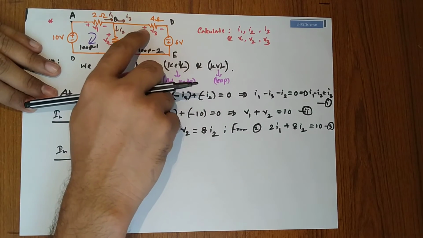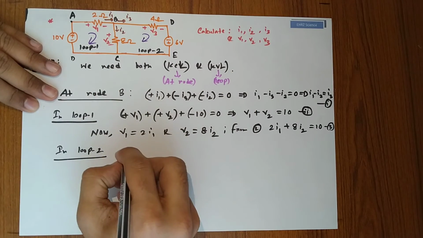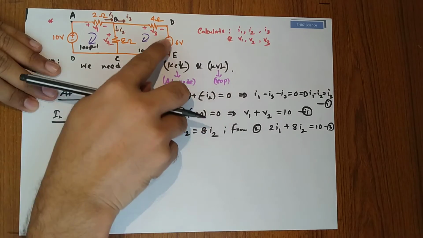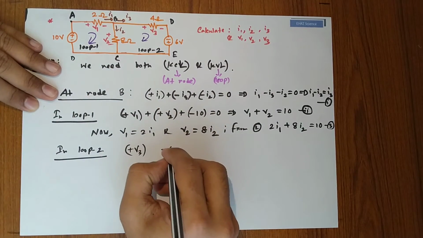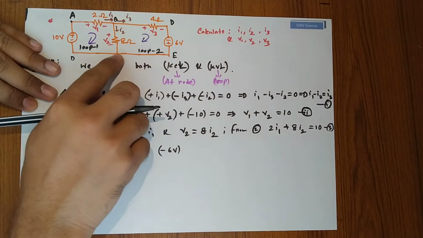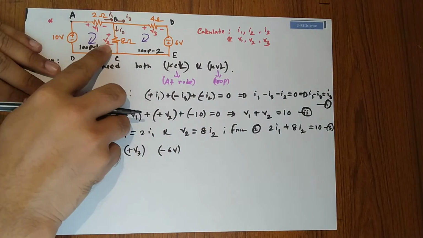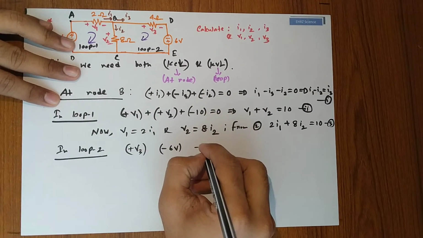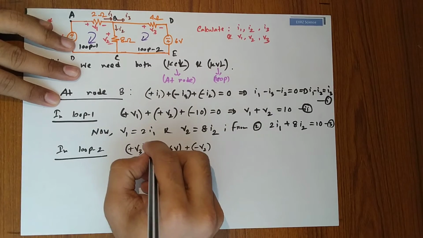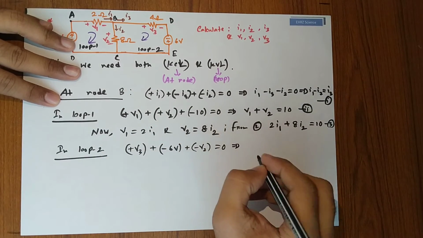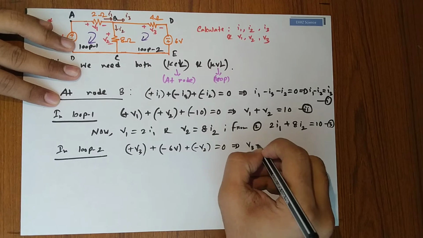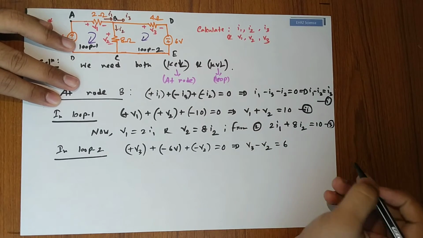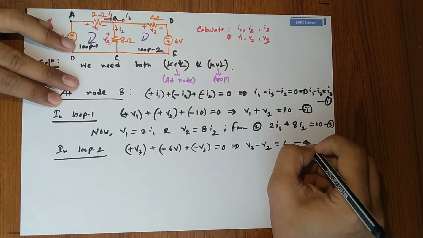From B to D, we have voltage source V3, which is positive polarity, so positive V3, and we are entering the negative terminal of 6 volt, so this is minus 6 volt. From E to C, and from C to B, we are entering the negative terminal of V2, so this is negative V2, and the total algebraic sum is equal to 0. So we get V3 minus V2 is equal to 6. Suppose this is equation 4.